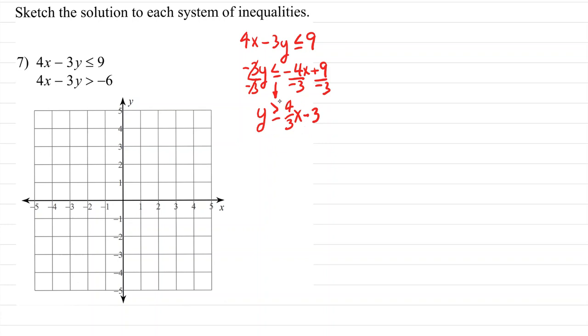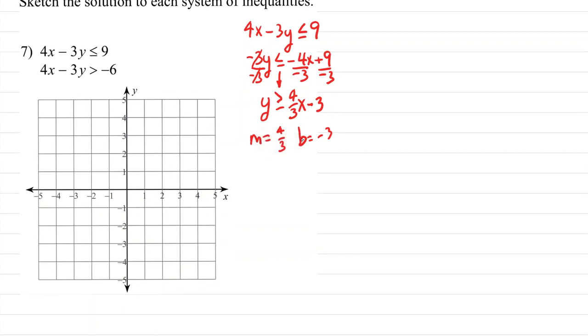So what we're going to do is find m, which is equal to positive 4/3, and b, which is equal to a negative 3. So here's what we're going to do next. We're going to take this negative 3 and graph it on our graph. We go back to the origin, and we're going to go down 3 units, 1, 2, 3, and make our first dot. Remember, b is the y-intercept.